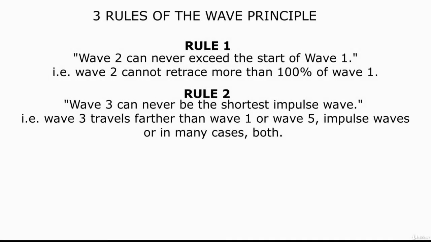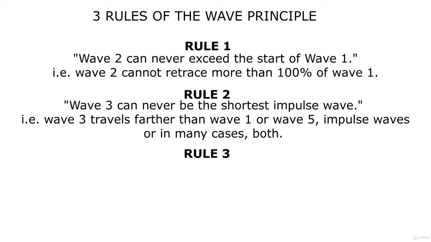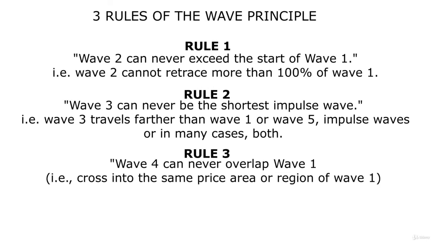Rule number 3. Wave 4 can never overlap wave 1, that is, cross into the same price area. As a wave analyst, you will always look to ignore small overlap on 4-hour charts or below in forex due to extreme leverages, but this rule stays true to daily charts and above as price action is more real. A key point to remember here is that while using candlestick charts, the tails of the candles do not make a part of this overlapping, as we are only concerned about the main body of the candles.